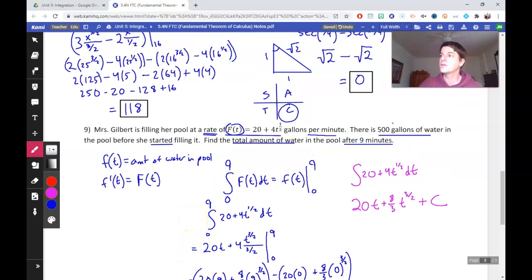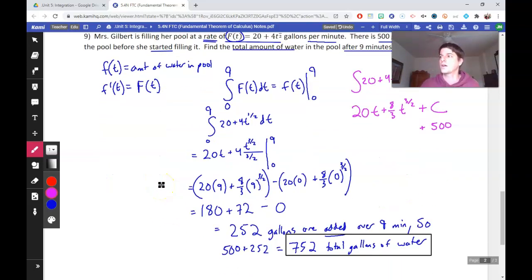But in this case, we know that at time equals 0, there was 500 gallons. So we could have said, oh yeah, c is 500, right? And that would have actually been fine. That would have worked out for us in the end. I think it's much safer to do the definite integral. And you would have gotten the same answer as well.